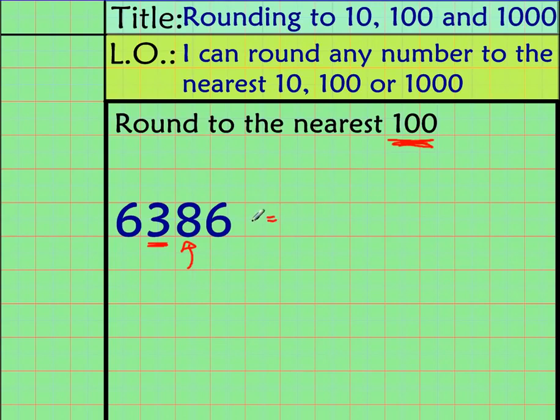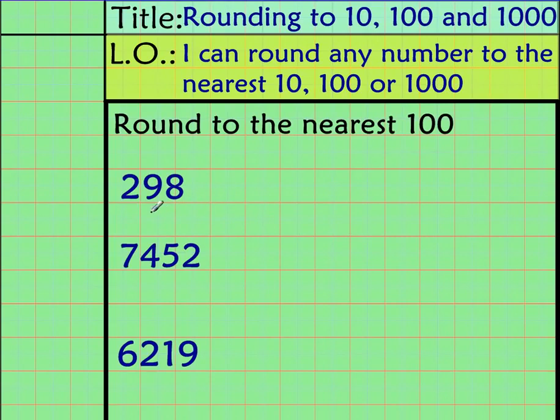So to the nearest 100, the 6 didn't get touched, but the 3 gets rounded up by my indicator, so it becomes the 4, and everything else, you guessed it, is zeros. 6,400. Let's try a few more of these. 298. I'm looking for the nearest 100, so I go to units, tens, hundreds column. Where's my indicator? It's the 9. What does 9 indicate to me? It indicates round up. So my 2 becomes a 3, and everything else, zeros.